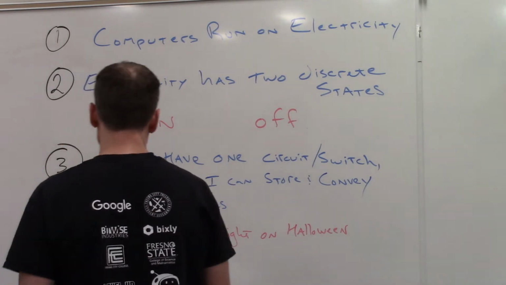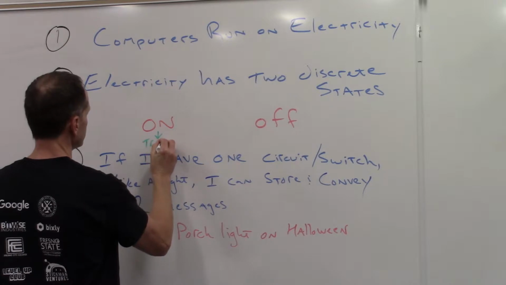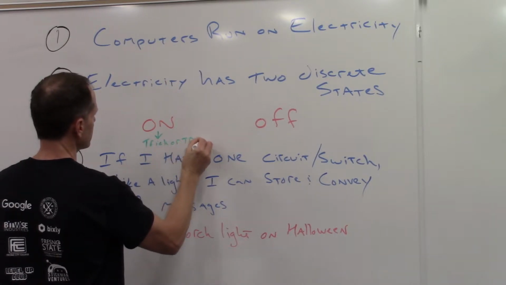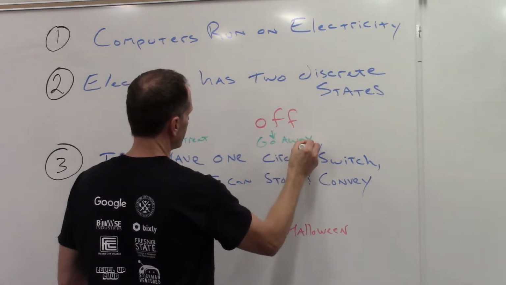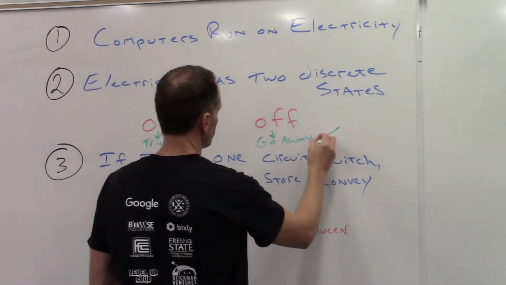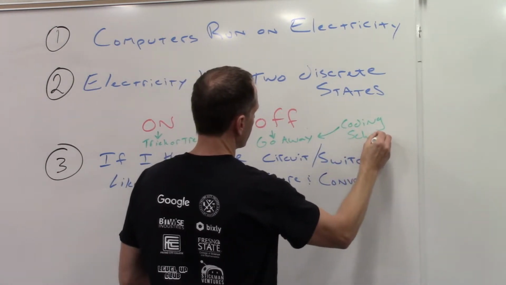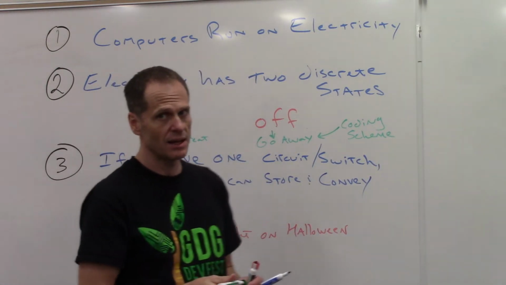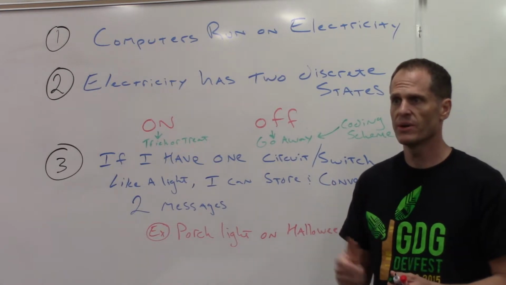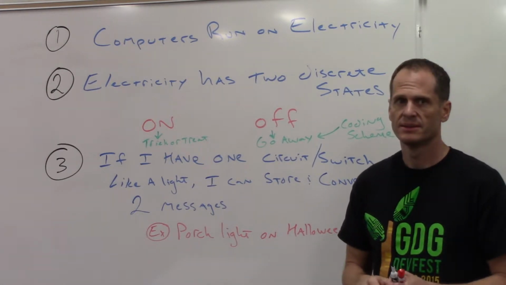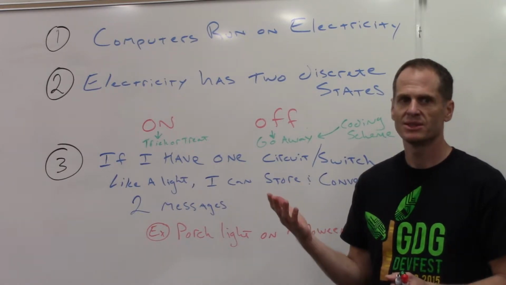I'll just write that phrase down here. Trick or treat. Go away. Okay? That's a coding scheme. So based upon the state of a circuit or a switch, it means one of two things. Come trick or treat or go away. Is that complex? No. It's totally simple, right?